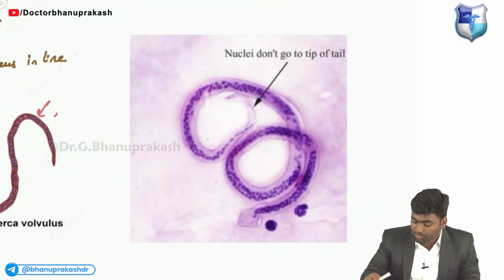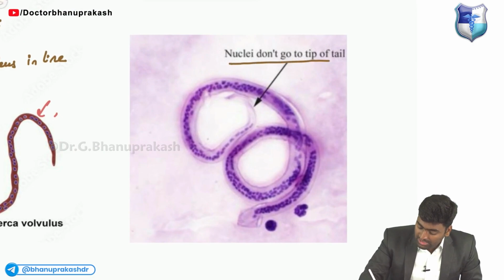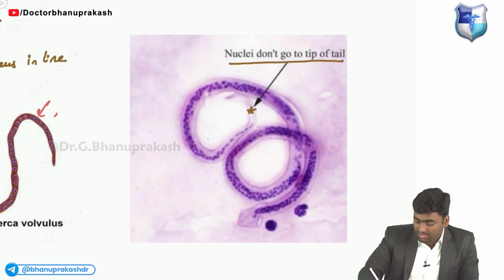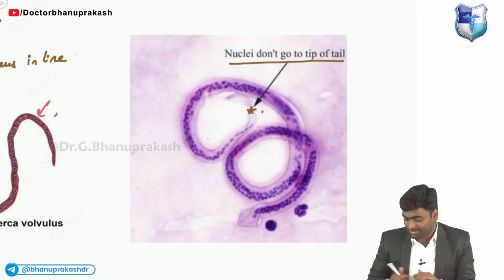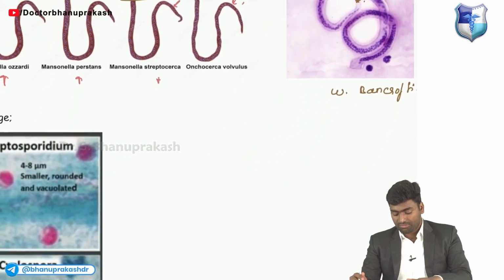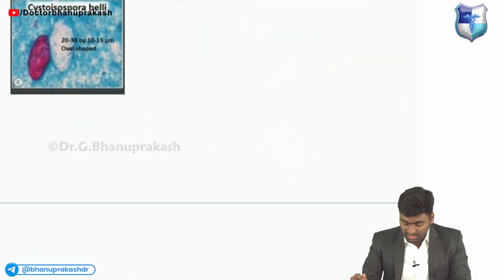So if you see here, there is no nuclei going till the tip of the tail, which organism is this? No nuclei at the tip, and there is a presence of this sheath. What is this organism? It is Wuchereria bancrofti. And the final part, we'll discuss this and we'll leave off.